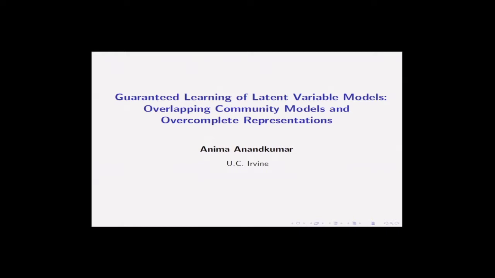One is the popular community detection setup, where the task is to learn hidden communities in a network. And we'll do the challenging case where the communities can overlap. So you can have nodes be in multiple communities. And the second setup that I'll deal with is overcomplete representations, which have been very popular recently for feature learning in many applications. So let's look at a set of applications where latent variable models are very applicable.